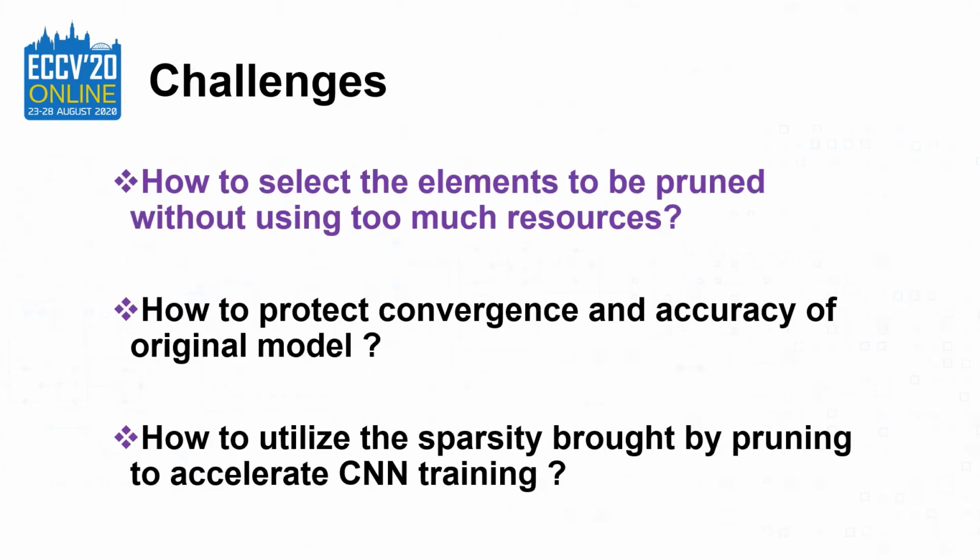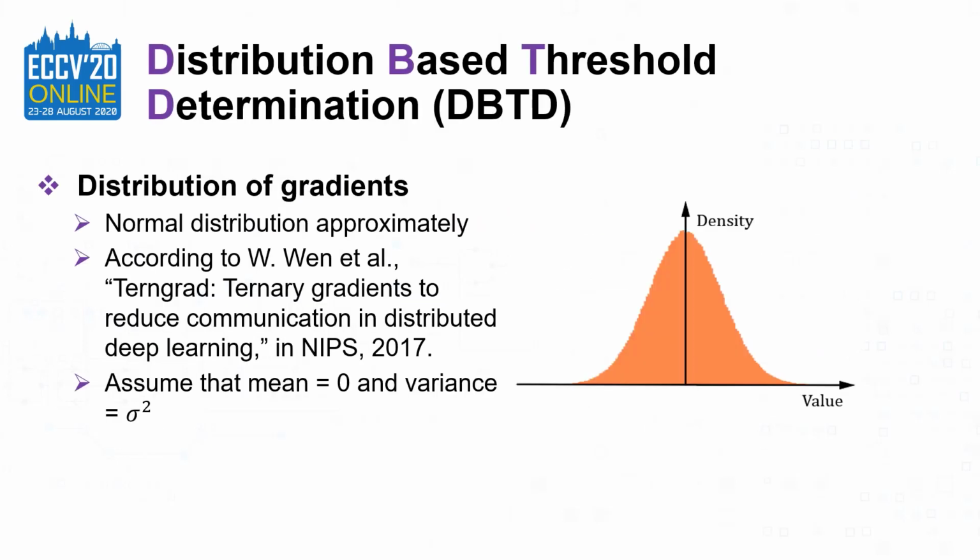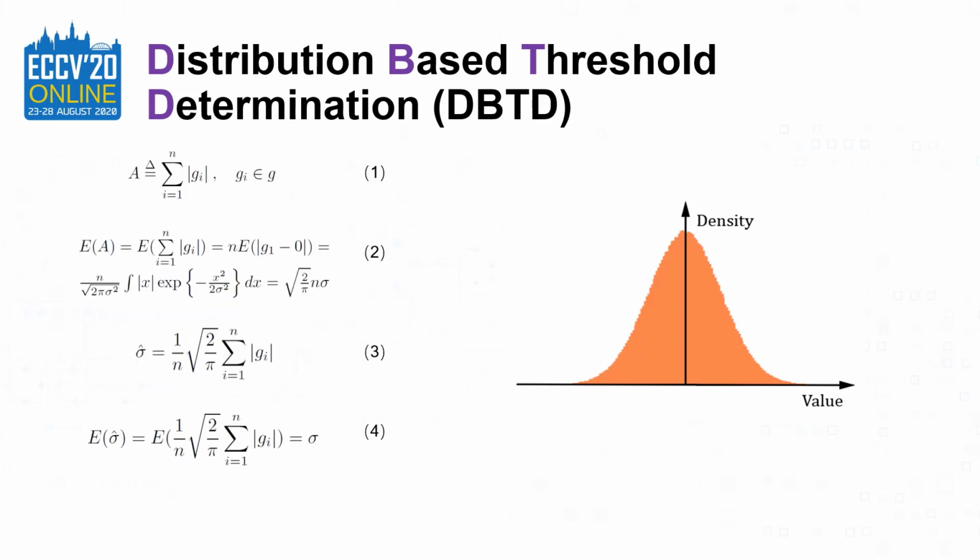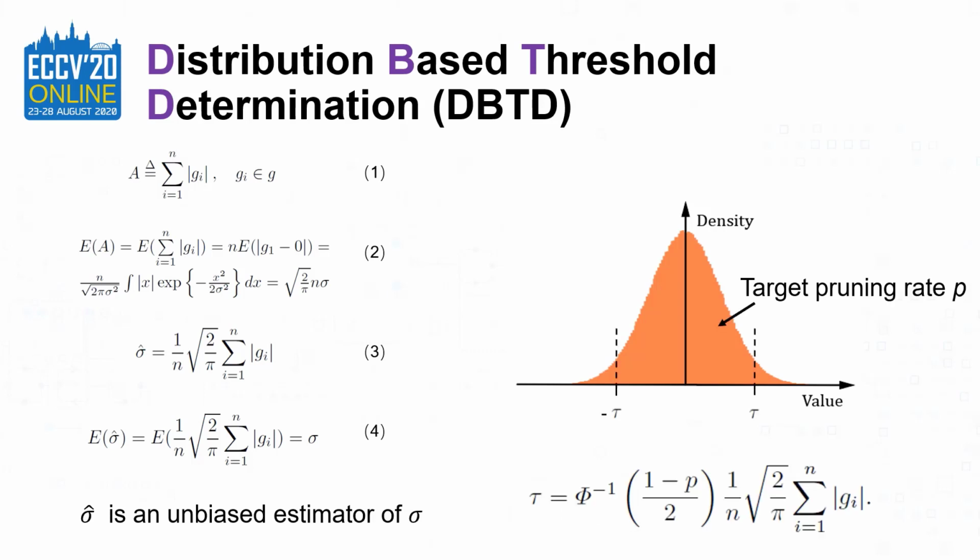For the first challenge, we proposed a distribution-based threshold determination method. According to our observation and previous works, we assume activation gradients subject to a normal distribution with mean value 0 and variance sigma square. We can use the mean value of the absolute values of gradient data to compute the unbiased estimator of sigma. With the cumulative distribution function of the standard normal distribution phi, target pruning rate p, and the estimator of sigma, we can calculate the pruning threshold tau. The gradients whose absolute value is under the tau will be pruned.